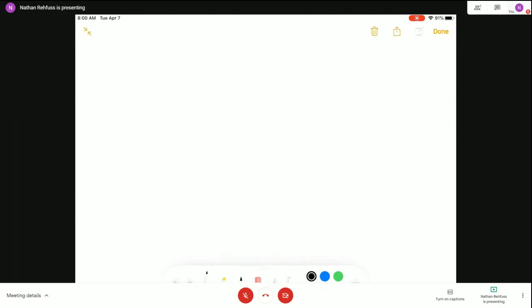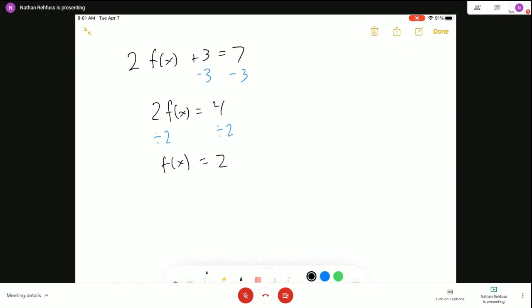So today I want to take a step back from logarithms and we're going to talk about just functions in general again for a bit. If I tell you I want to solve an equation like 2f of x plus 3 equals 7, then of course I can subtract 3 from each side and have 2f of x equals 4. And of course I can divide each side by 2 and get f of x equals 2. But that's as far as we can go without knowing something specific about f of x.